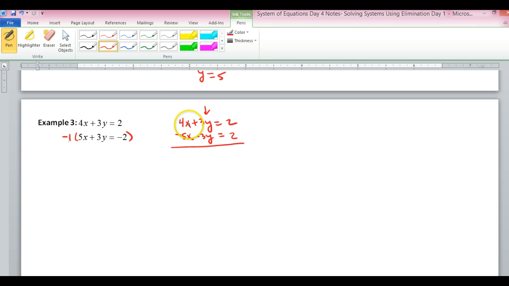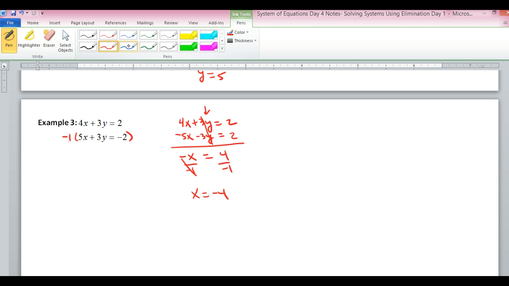So, when I add the equations vertically, 4x minus 5x gives me negative x. The y's eliminate, equals 2 plus 2 is 4. Now I could easily solve for x. So x equals negative 4.